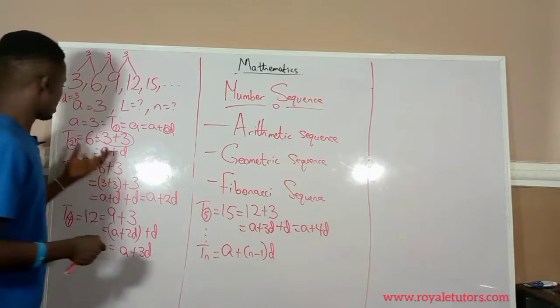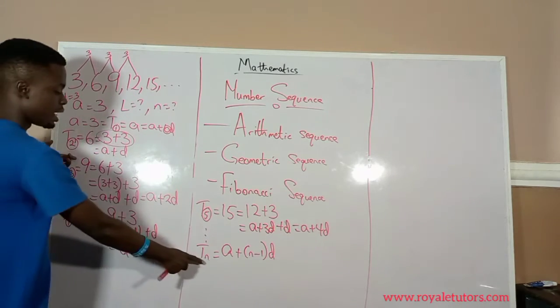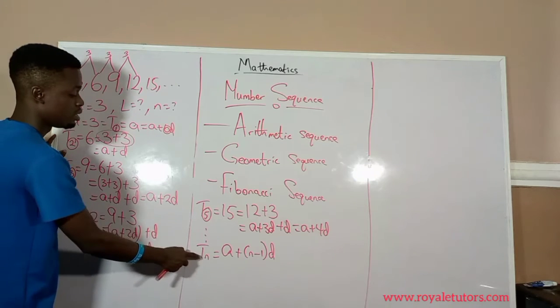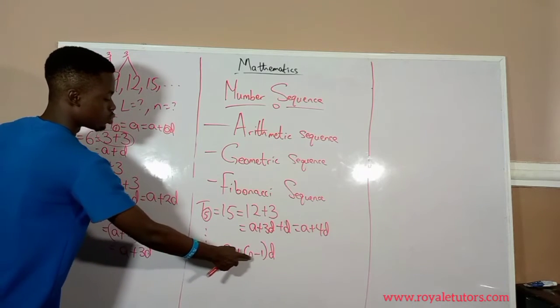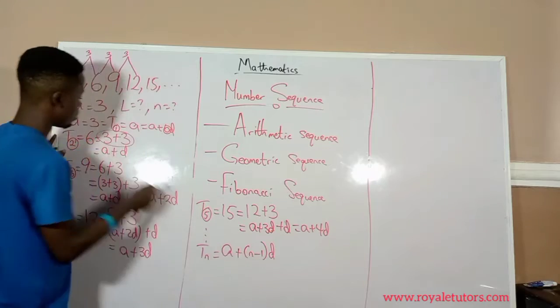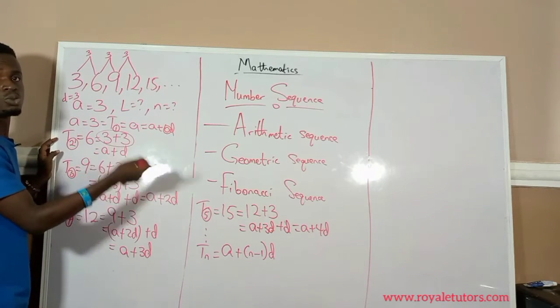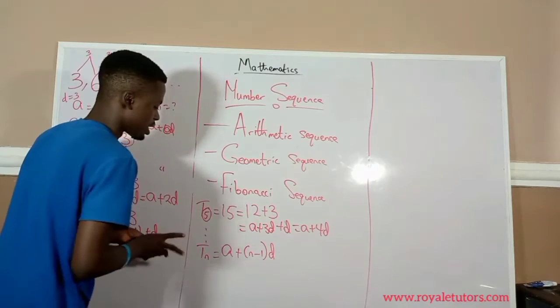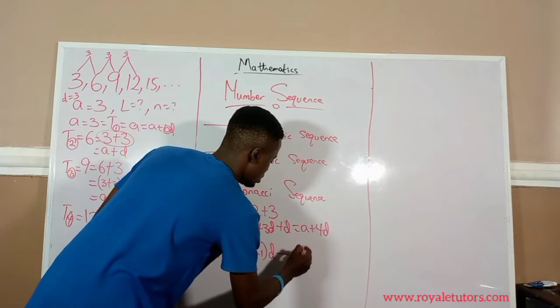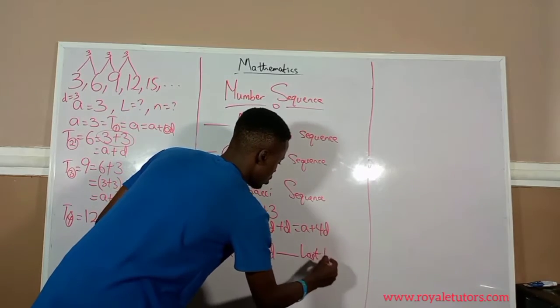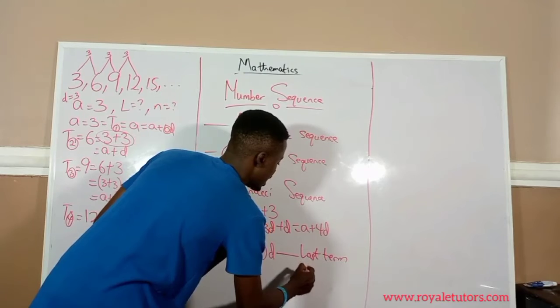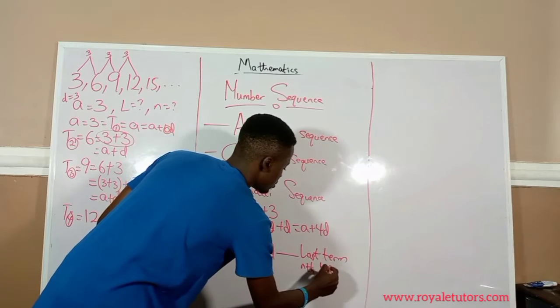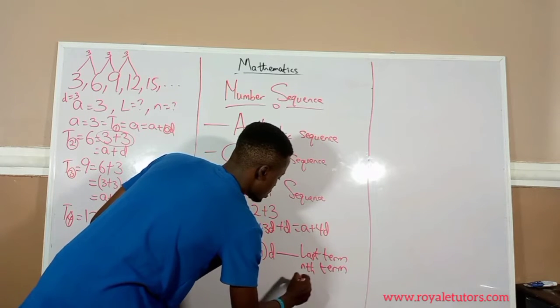Okay, so if you are using it for the second term, that is your n is equal to 2, you'll be having T2 is equal to a plus 2 minus 1. What is 2 minus 1? 1. Then you put your d. So this one is tagged to be the last term, or sometimes you call it the nth term. Sometimes you call it just the n.